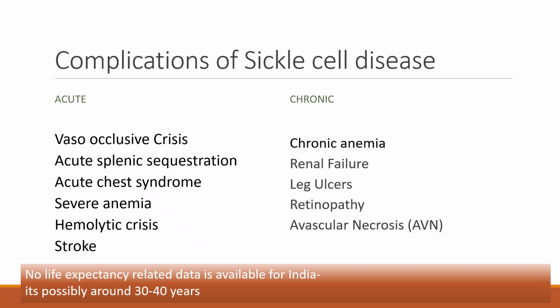In acute complications, the most common that we are seeing is vaso-occlusive crisis. Patient typically presents with multiple joint pains in vaso-occlusive crisis. The next is acute splenic sequestration, acute chest syndrome, severe anemia, a hemolytic crisis, stroke, and a few others. In chronic complications, we have chronic anemia, renal failure, leg ulcers, retinopathy, and avascular necrosis of hip.